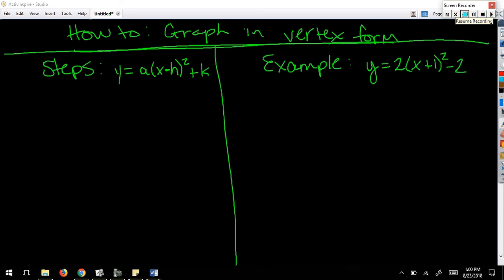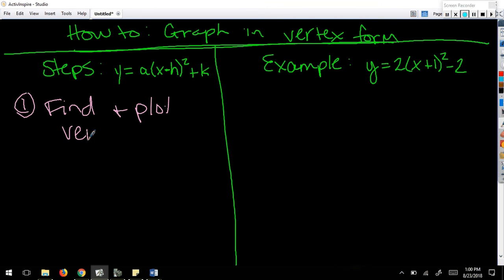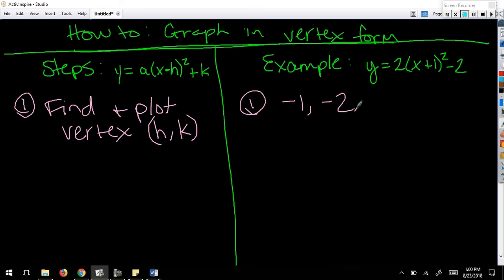So I'm going to do your steps in the first column, and I'm going to do your example here. So the first thing we want to do is find and plot the vertex. The only difference is it's easy now. What is the vertex in my example on the right? -1, -2. So maybe we should put a note in here. You might reference this chart as you go back and can't remember how to do it. So maybe make yourself a note that h is opposite sign and k is same sign.